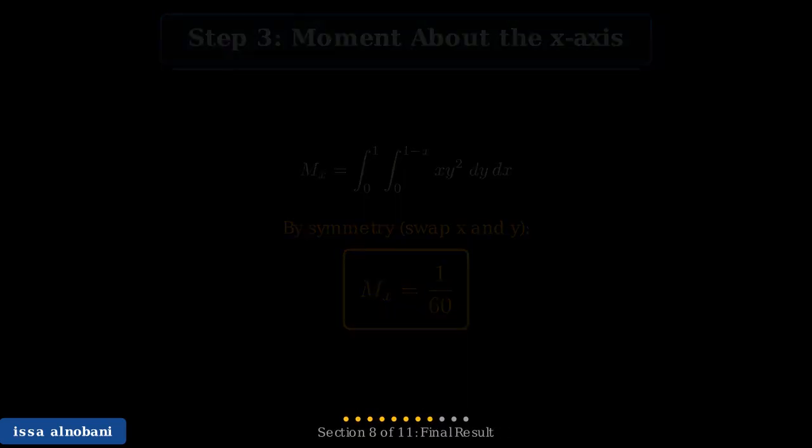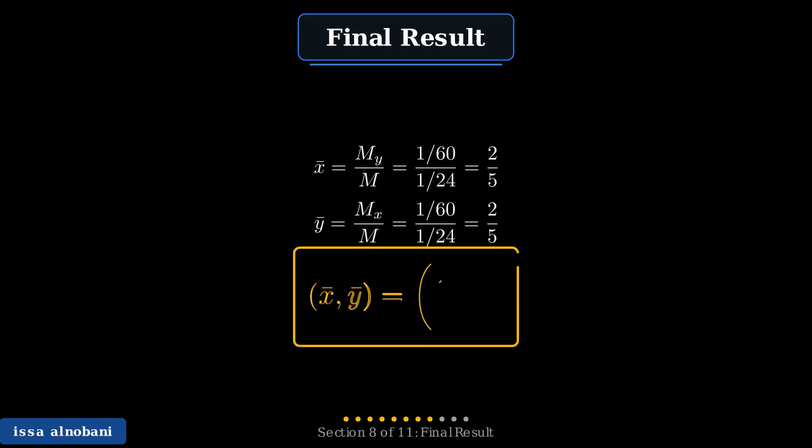Now we divide each moment by the mass. X bar equals 1/60 divided by 1/24, which simplifies to 2/5. And by the same symmetry, y bar also equals 2/5. So the center of gravity is at the point (2/5, 2/5).